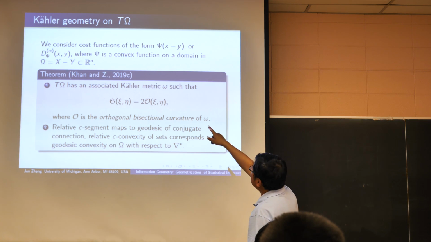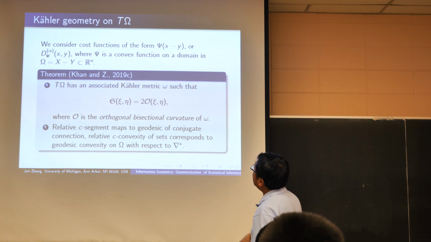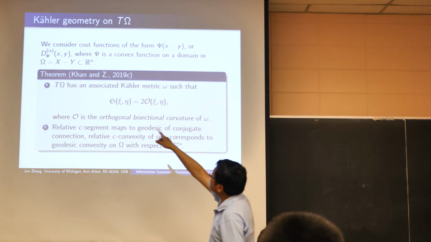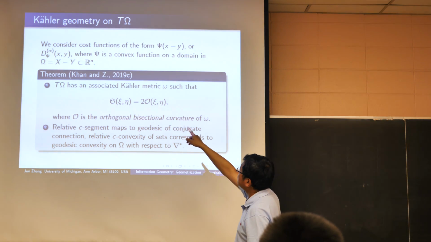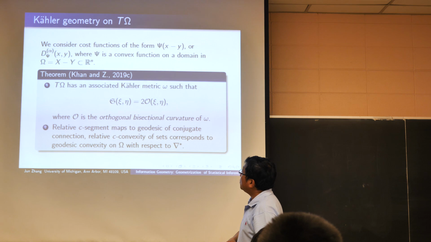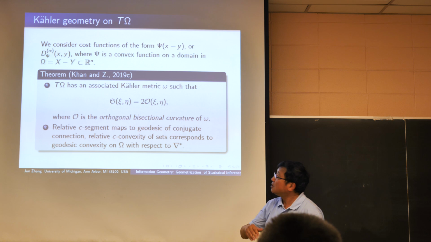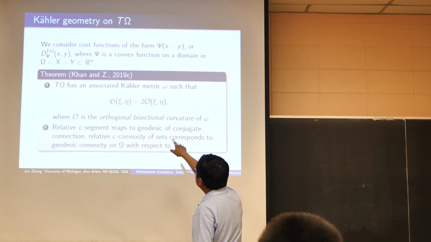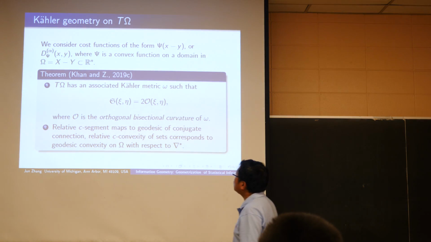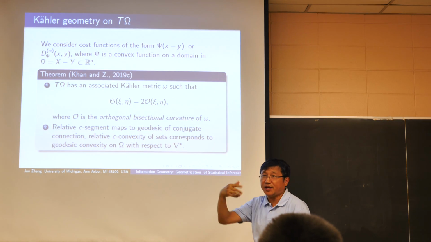So what we find is that we consider some special kinds of cost functions. One case we consider is phi(x minus y), where phi is a convex function. We consider another case of the cost function, which is a d-alpha divergence, where a convex function is okay. What we showed is that if we look at the tangent manifold of the underlying omega and compute the orthogonal bisectional curvature, it is exactly twice what the MTW tensor would give you.